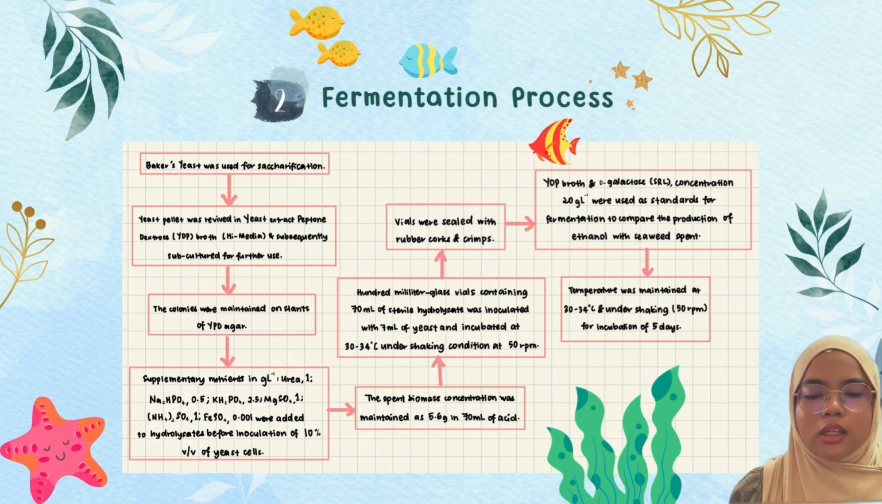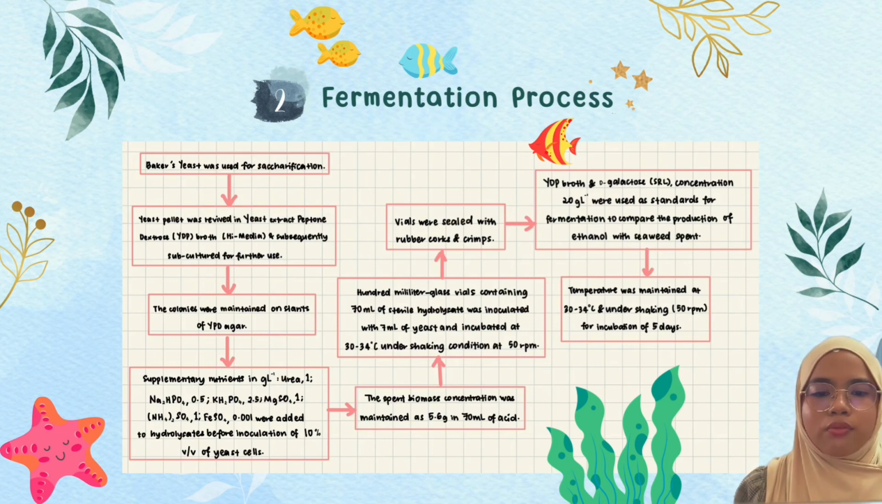Supplementary nutrients in g per L: urea, 1; Na2HPO4, 0.5; KH2PO4, 2.5; MgSO4, 1; (NH4)2SO4, 1; FeSO4, 0.001 were added to hydrolysates before inoculation of 10% V per V of yeast cell. The spent biomass concentration was maintained at 5.6 gram in 7 ml of acid.